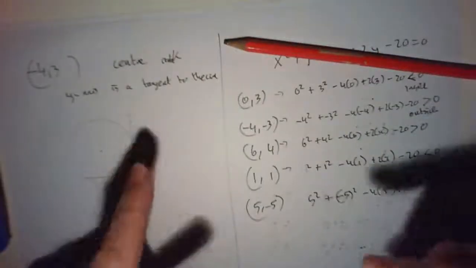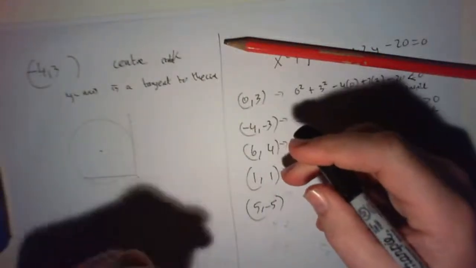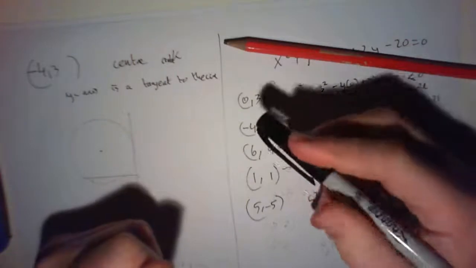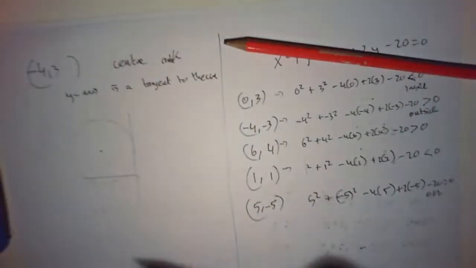No, I'm not sure whether it cuts the x-axis. I don't care. All I know is there's a tangent to the y-axis. You know what I mean? I don't really care about the x-axis. It's tangent to the y-axis. Okay, so we need the radius of it. What's the radius of that circle?